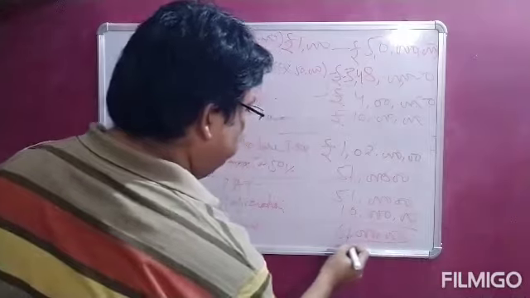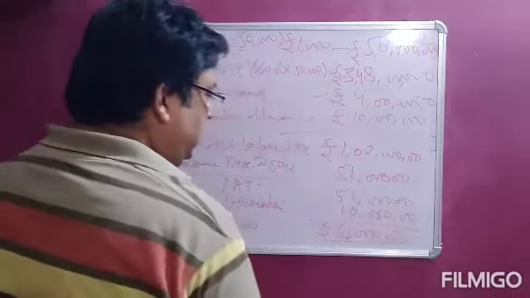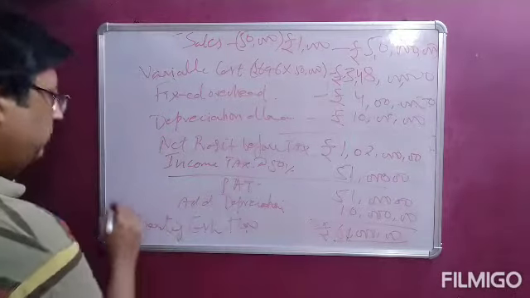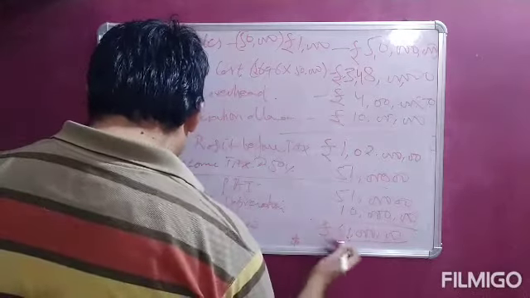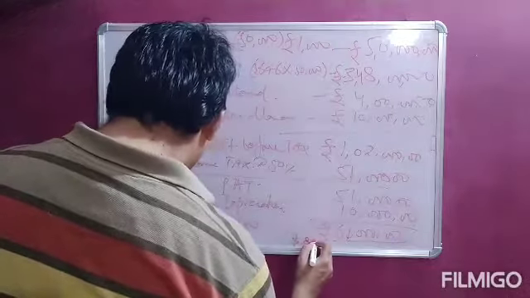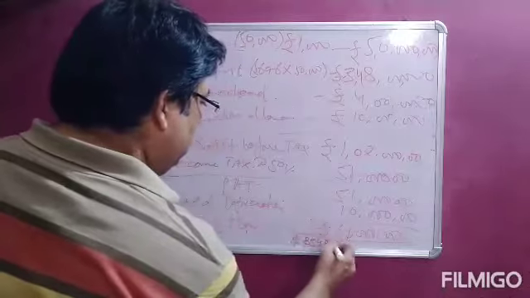61 lakhs. This is in pound terms. You can calculate in dollar terms. Just multiply it by 1.4. You get 84... This is in dollar terms. You will be getting, just multiplying the 61 lakhs by 1.4, you get 85 lakhs 40,000. This is in dollar terms.